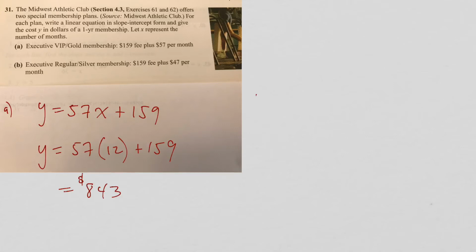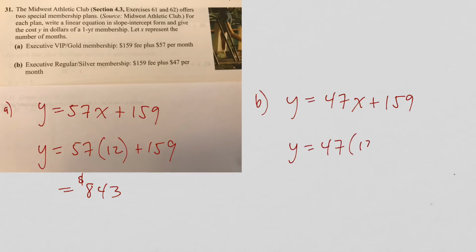Okay? For part B, it's y is equal to $47 a month plus that 159 fee. So again, if we talk about 1 year, we'll say 47 times 12 plus 159, and this should come out to $723.